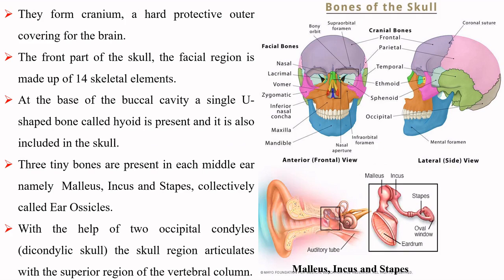They form the cranium, a hard protective outer covering for the brain. The front part of the skull, the facial region, is made up of 14 skeletal elements. At the base of the buccal cavity, a single U-shaped bone called the hyoid is present, and it is also included in the skull. Three tiny bones are present in each middle ear, namely malleus, incus, and stapes, collectively called ear ossicles. With the help of 2 occipital condyles, the skull articulates with the superior region of the vertebral column.